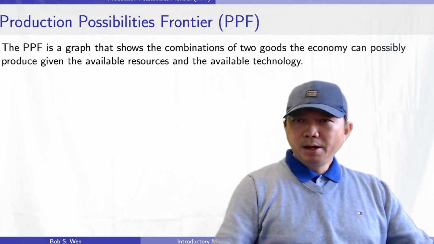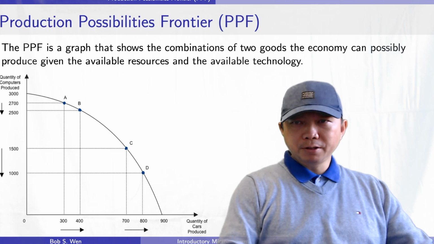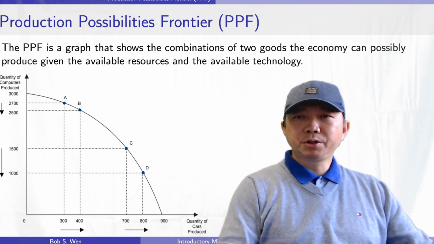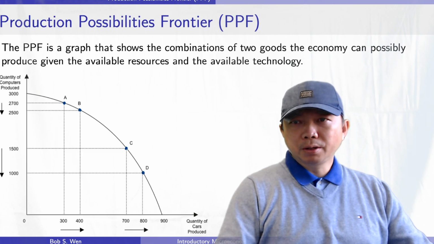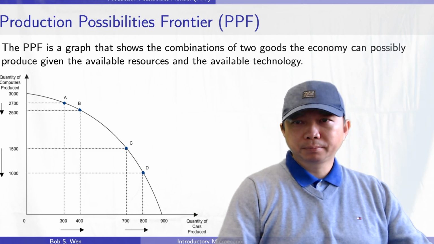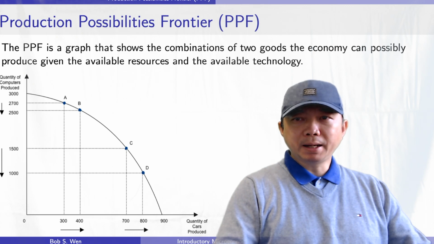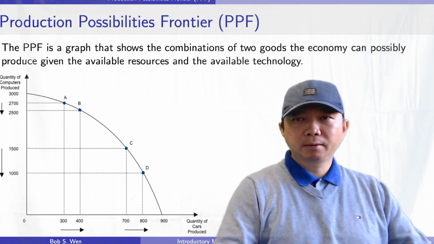For example, this Production Possibilities Frontier shows an economy producing computers and cars. The resources it used include labor and capital. Labor is measured by the workers' hours of work. Capital includes land, machinery, and money.